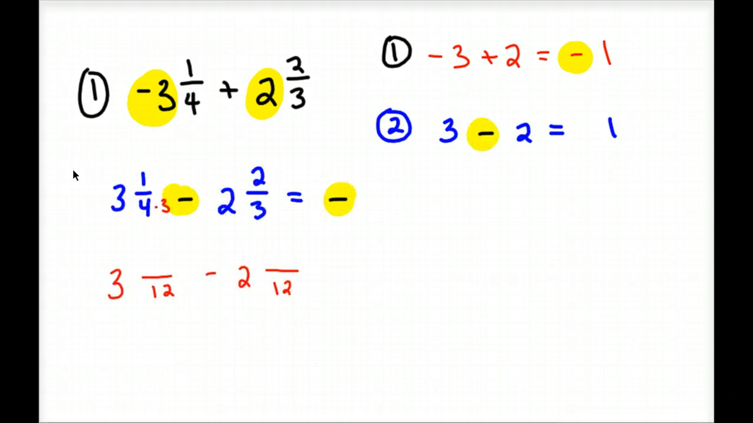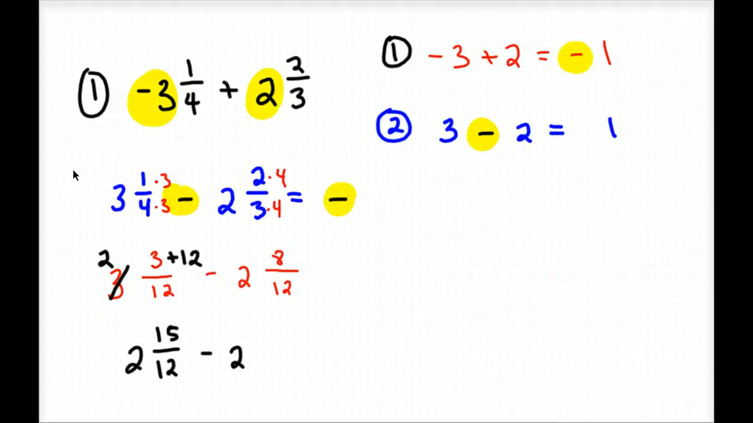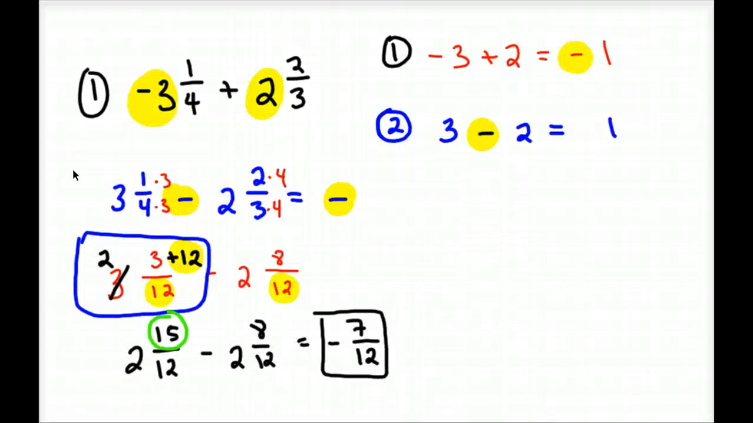Multiply my first fraction, both numerator and denominator, by 3, and multiply my second fraction, both numerator and denominator, by 4. Here we have to borrow from the 3, cross them out, make 1 2, and add 12 to our numerator, yielding 2 and 15/12 minus 2 and 8/12. Fractions first, 15 minus 8, I get an answer of 7 over 12, 2 minus 2 is 0, and my answer is negative. Please do not forget your negative sign.